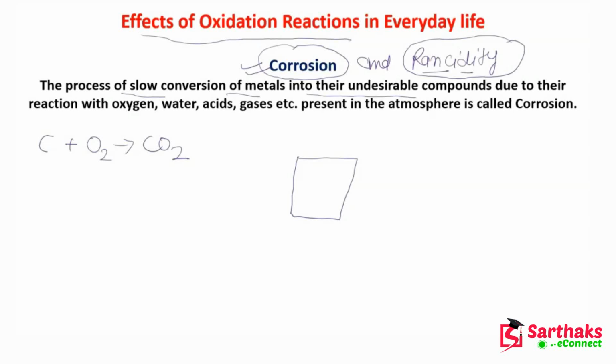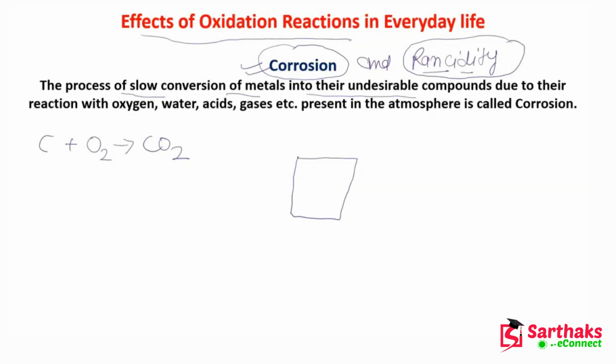Because when this metal reacts with oxygen and the water vapor present in the air, then it will convert into the metal oxide. So basically here you can see that metal is converted into some other compound. It is no longer metal now. It has become another compound. That is the reason you can say corrosion is very dangerous to us.